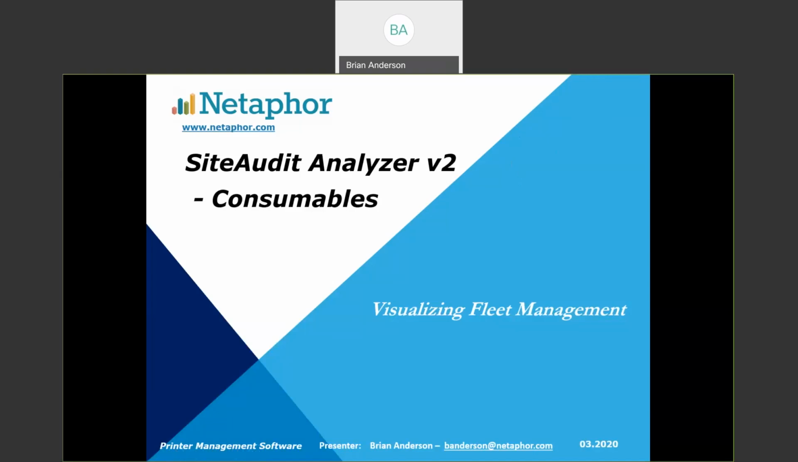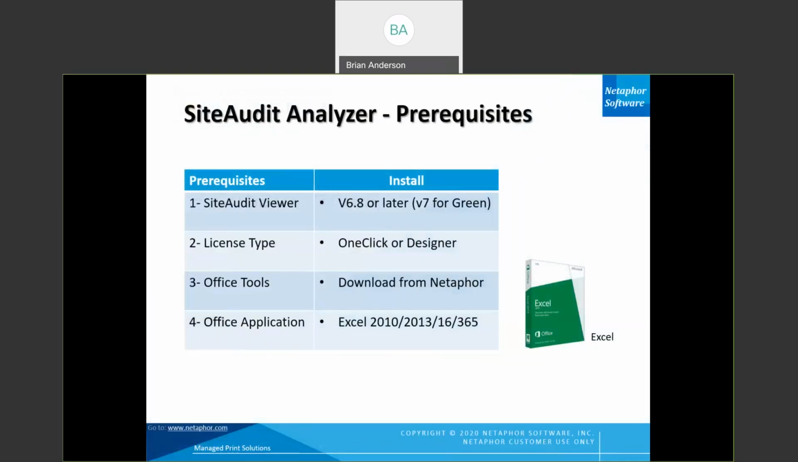This instructional video is about SiteAudit Analyzer version 2, and specifically we're going to look at the Consumables report. For SiteAudit Analyzer, there are some prerequisites you need. Version 6.8 of SiteAudit is recommended or later, and this is for both the on-site and the hosted platforms. If you want to use the new green report, the sustainability report, you will need version 7.